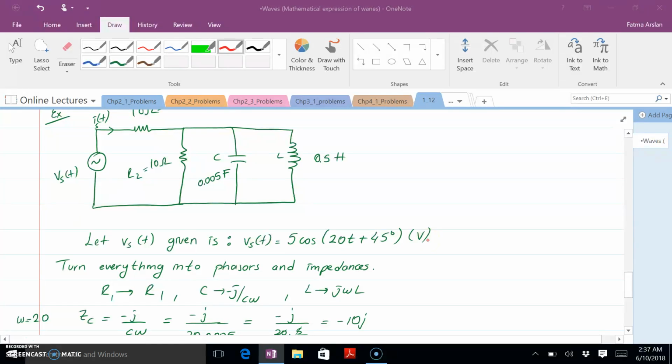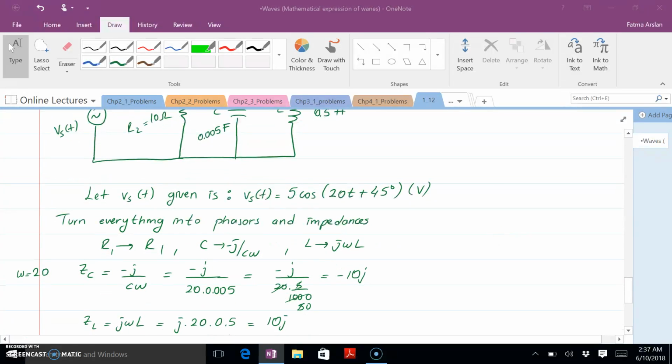So to analyze this, first we need to draw this same circuit with the complex impedances. So we need to turn everything into phasors. When you turn the source, it's called a phasor, but when you turn the capacitance and inductance, it's called the complex impedances, right? So here's how we turn the elements into complex impedances.